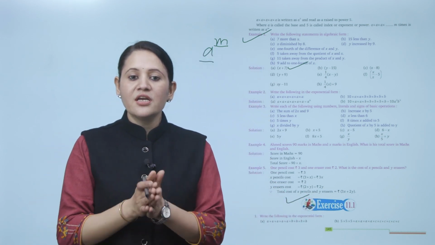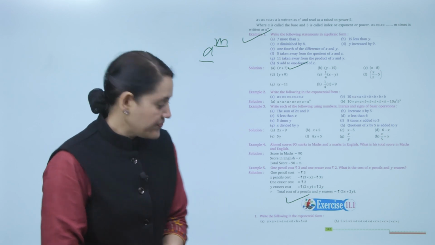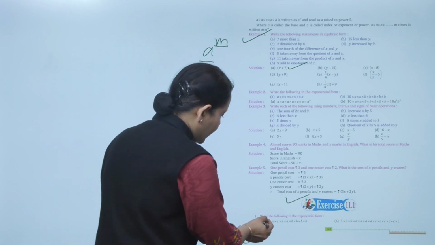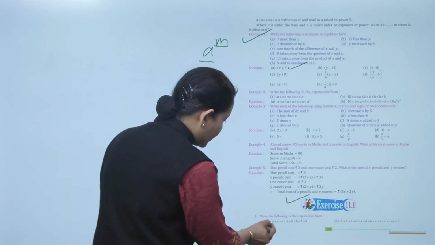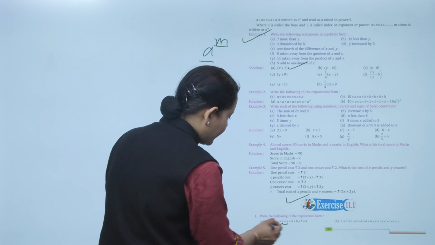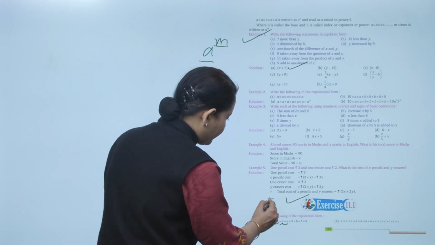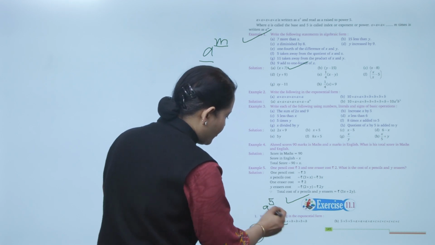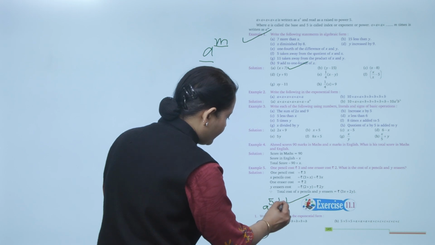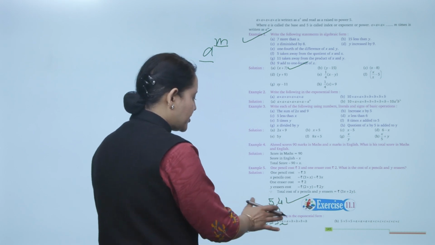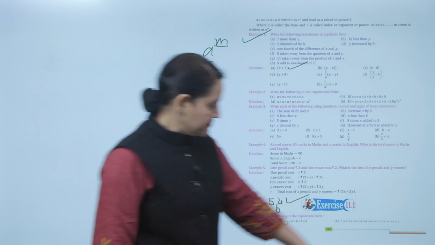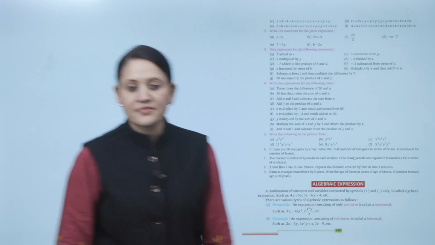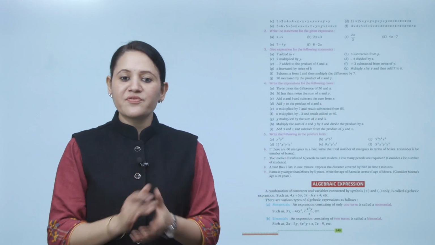Next is exercise 11.1. Write the following in the exponential form. So here a is multiplied how many times? 1, 2, 3, 4, 5. So I'll write a to the power 5, and b 4 times, b to the power 4. That is the exponential form of the given expression. So you have to practice all the questions of this exercise.